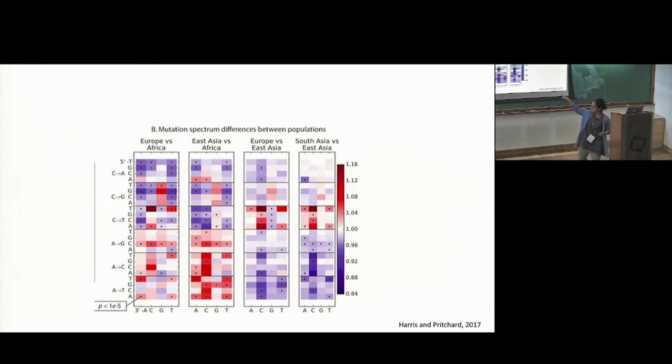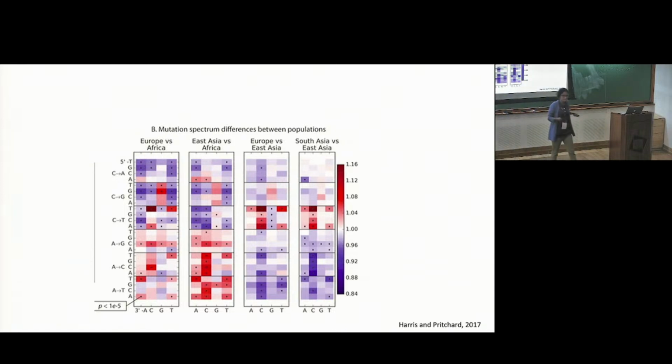Intriguingly, that TCC to TTC signature is also the signature that occurs because of DNA damage from UV rays, and we know that Europeans have had a whole bunch of selection go on directly because of less melanin in the skin and therefore more exposure to UV. So is there a connection there? Why would that be causal? We don't know the story yet, but this was the first sign that there might be a story there.